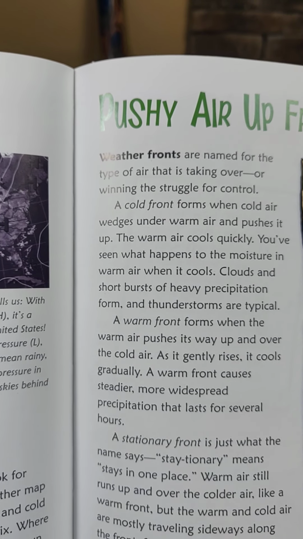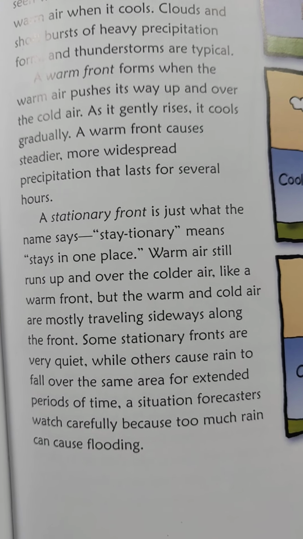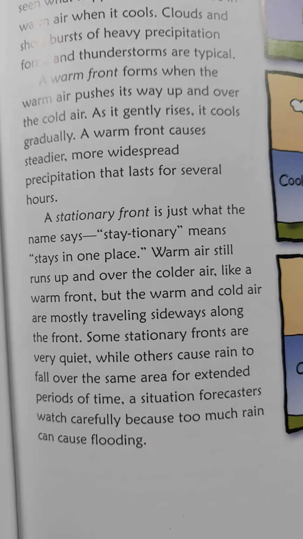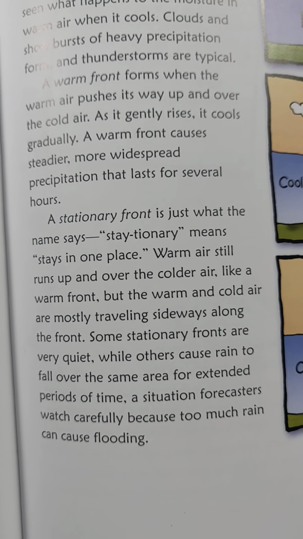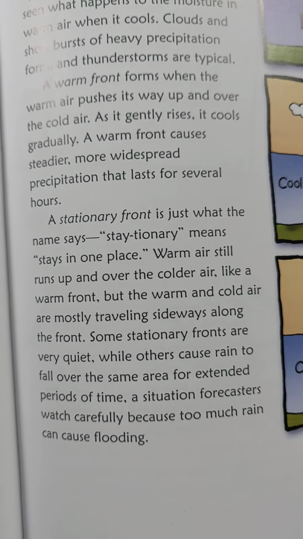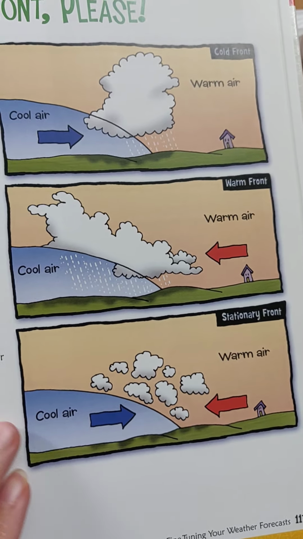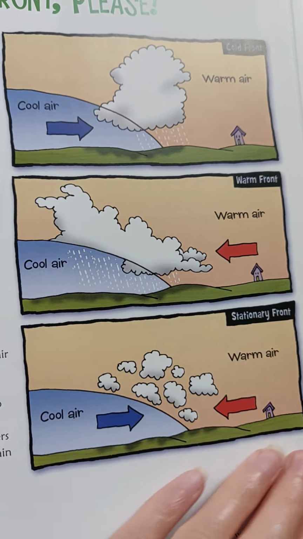A stationary front is just what the name says. Stationary means stays in one place. Warm air still runs up and over the cold air like a warm front, but the warm and cold air are mostly traveling sideways along the front. Some stationary fronts are very quiet, while others cause rain to fall over the same area for extended periods of time, a situation forecasters watch carefully because too much rain can cause flooding. The bottom one is the stationary front.